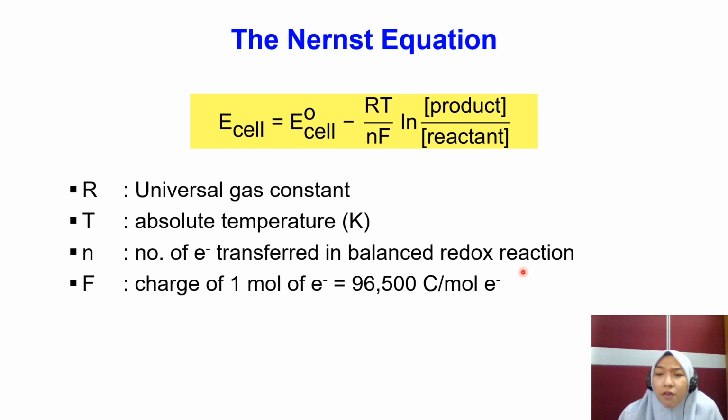So we have reduction, we have oxidation. You write the equations, you balance the equation, and then you know the number of electrons transferred. F is the Faraday constant, the charge of one mole of electrons, which is 96500 coulomb per mole of electrons.